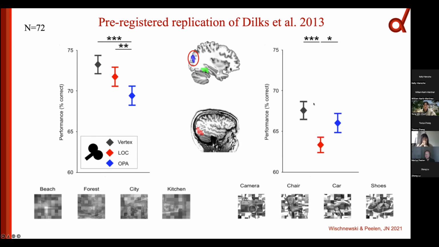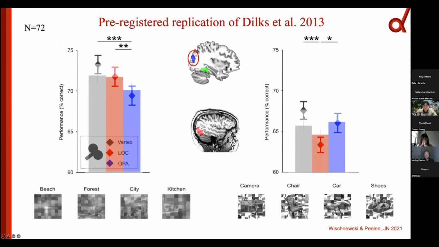And again, we also find the same for the object task. So now stimulating object selective cortex impaired performance relative to stimulating scene selective cortex or vertex. And this really nicely replicated their results in a larger sample and gave us confidence that we can actually target these regions effectively in a way that affects performance.